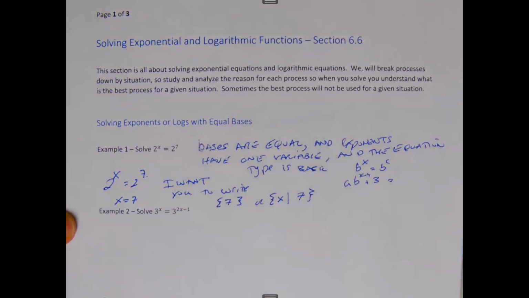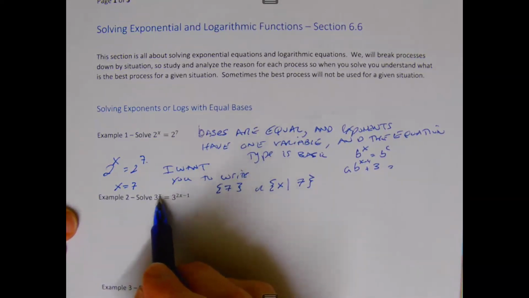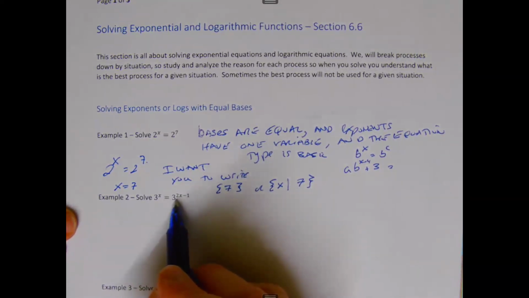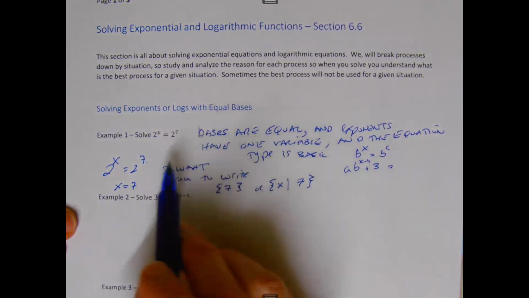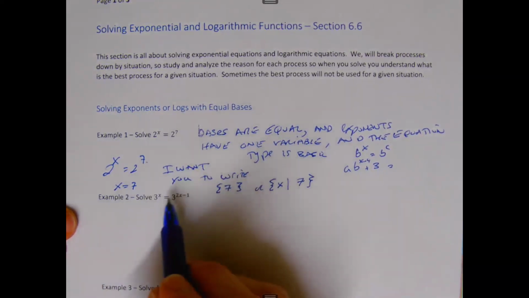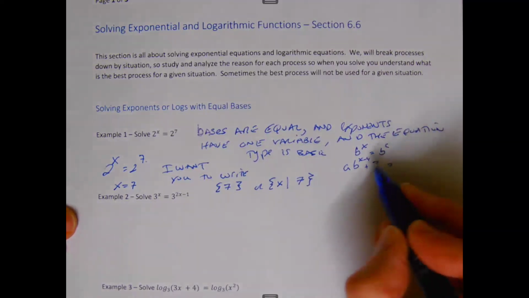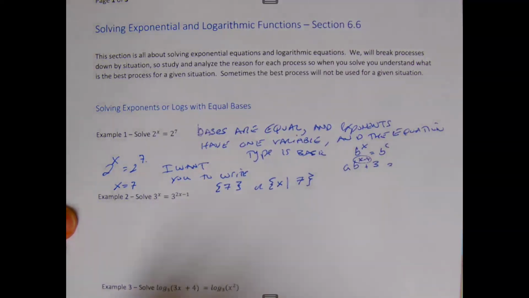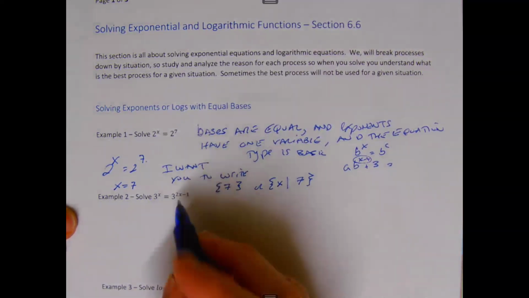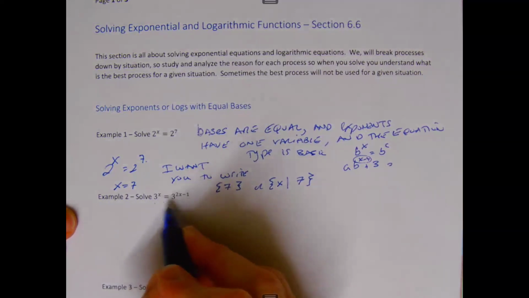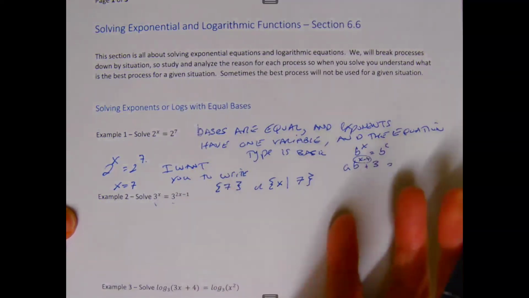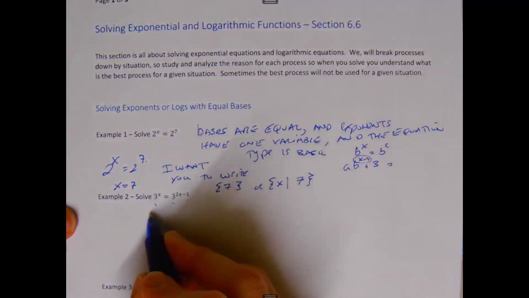Let's look at another example. Solve 3 to the x equals 3 to the 2x minus 1. Notice same scenario as above. Now we have variables on both sides, but the same scenario. These are basic functions, except for the fact that I'm doing something to the input variable. But that's okay, because the same thing is true. The only way these two can be equal, just visually inspecting, is if the exponents are equal.